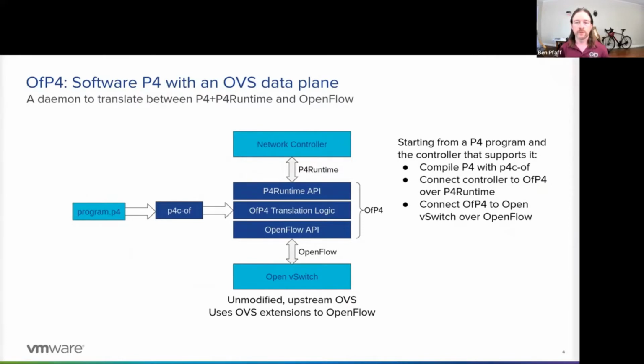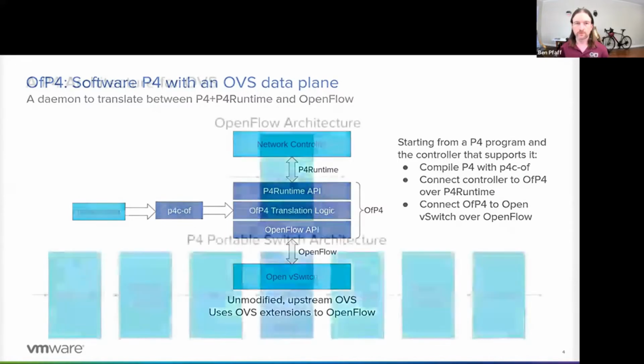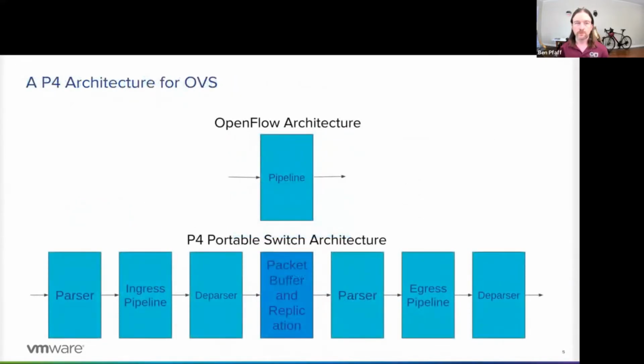This uses regular, unmodified OpenVSwitch, since OfP4 is just a daemon process. It does need OpenVSwitch extensions to OpenFlow. That means it won't work with other OpenFlow implementations. So one of the things that we need to figure out for designing a P4 implementation that works on top of OpenFlow is we need to match up the OpenFlow and P4 architectures. The OpenFlow architecture, as implemented in OVS, is a single pipeline. The pipeline can have several tables, and each of those tables can have any number of flows that have a ternary match, actions, and a priority.